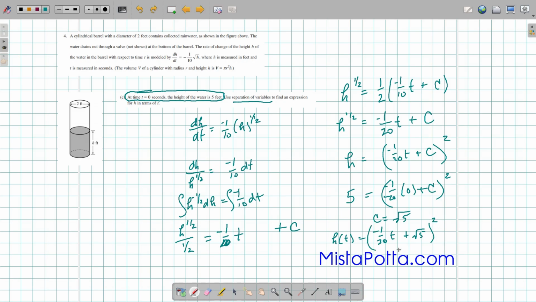quantity squared. So I've solved my differential equation, and of course the main points are the separation of variables, integrating both sides, remembering your constant of integration, solving for your dependent variable, and then solving for your constant. Those are always the big points that they're looking for when you've got a differential equation. And so that's problem 4.